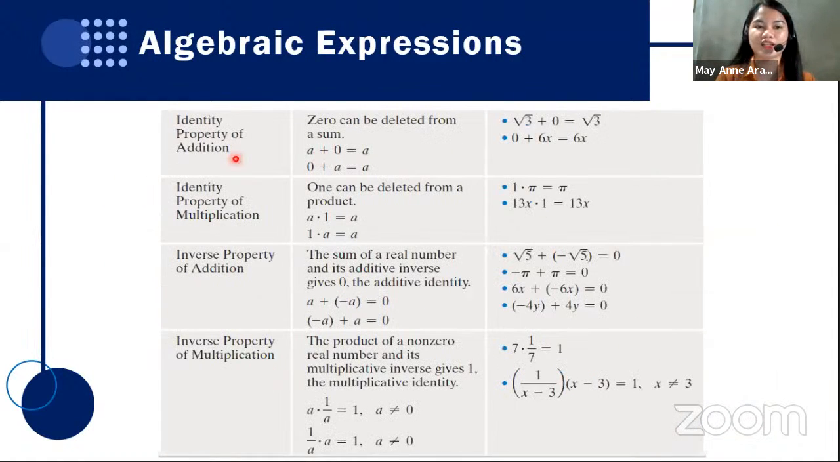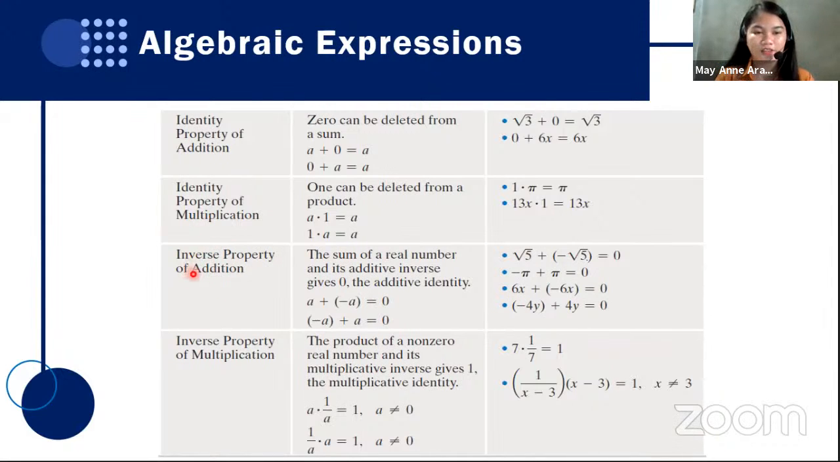For the identity property of addition, remember that the identity is 0. What can you add to the given number so that the result is still the same number? That is 0, because any number added to 0 is still the same number. So square root of 3 plus 0 is still square root of 3, and 0 plus 6x is still 6x. For multiplication, any number multiplied by 1 is still the same number. So the identity of multiplication is 1, because 1 times pi is still pi, and 13x times 1 is still 13x.